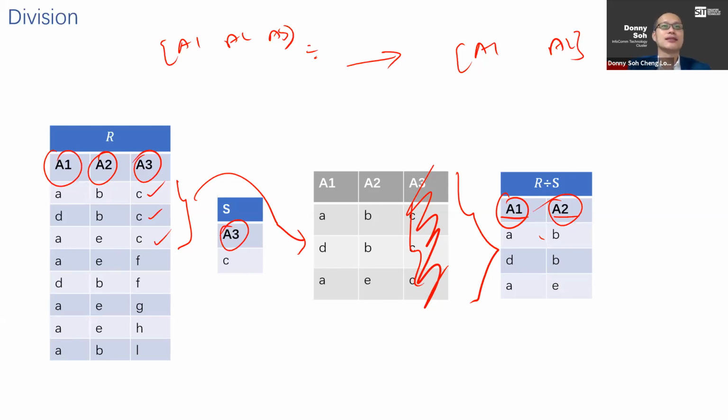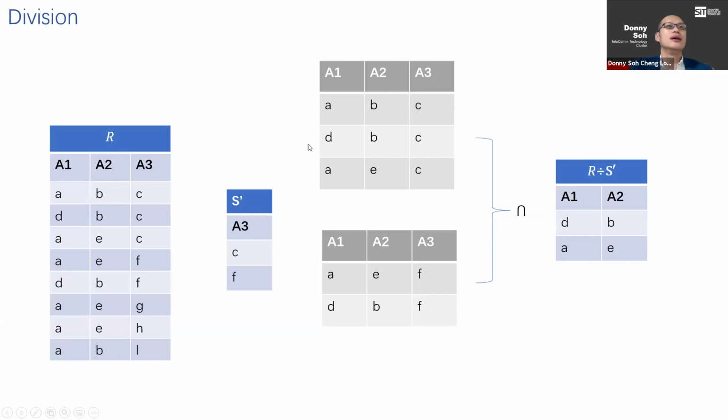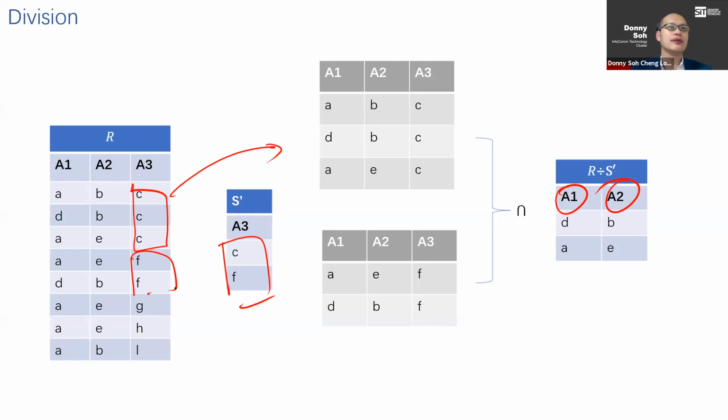Okay, let's look at another example. Right now I have R divided by S prime. And of course, the resultant has only A1 and A2 because A3 is there. I want to look at which are the rows with C and F together. So let's look at just the ones with C, which is here, and the ones with F, which is here.